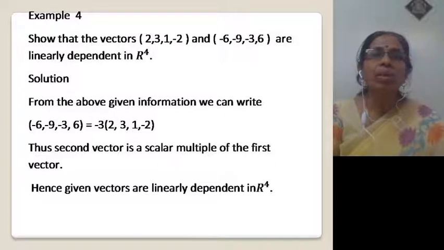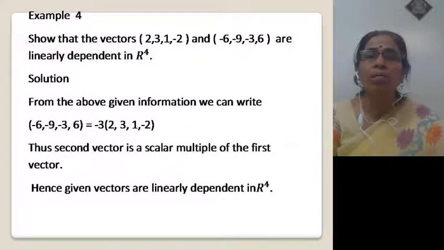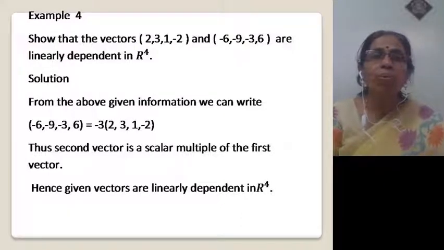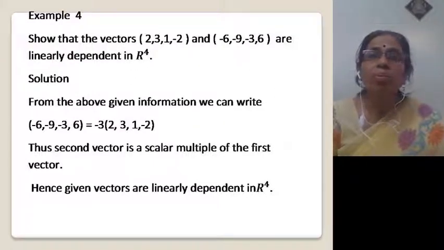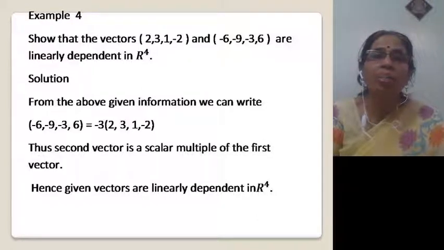Hence, we say that the given vectors are linearly dependent in R3. Now, example number 4. Here two vectors are given. These two vectors belong to R4. Show that the vectors 2, 3, 1, minus 2 and minus 6, minus 9, minus 3, 6 are linearly dependent in R4.